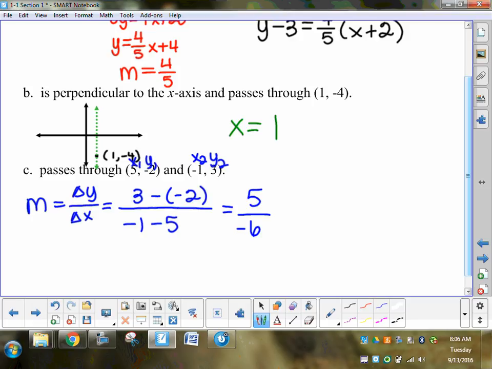So, Alyssa, what would you want to go through and give? Which equation do you want to use? Do you want to use the slope-intercept or point-slope form on this one?